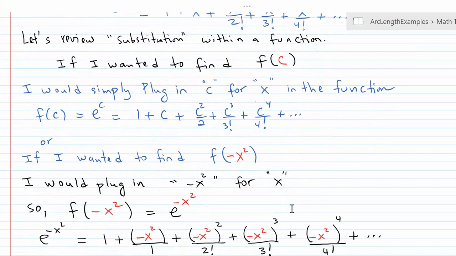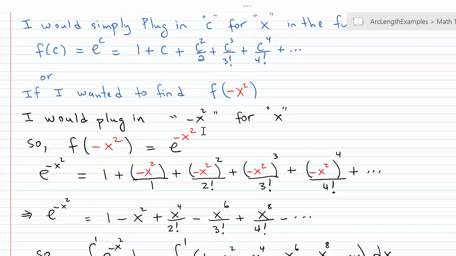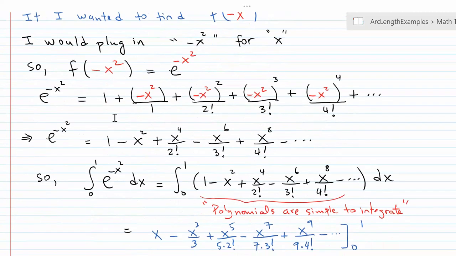But what I'm interested in is how to find e to the negative x squared. So if I replace x with negative x squared, I'm simply making a substitution. If I'm replacing this c right here with negative x squared, then I would have to replace this c at the top here with negative x squared, and all of those c's you see on the right side. And that's essentially what I'm doing down here. So if you know e to the x, figuring out e to the negative x squared isn't actually that bad. It's just a simple substitution.